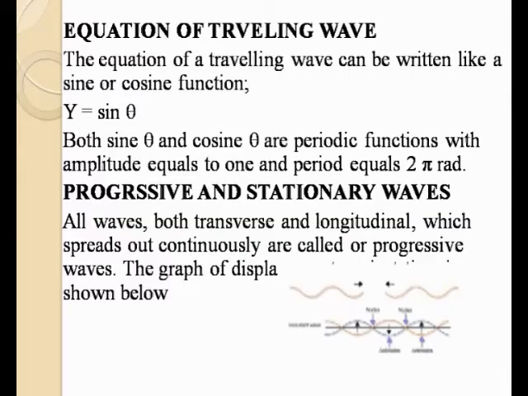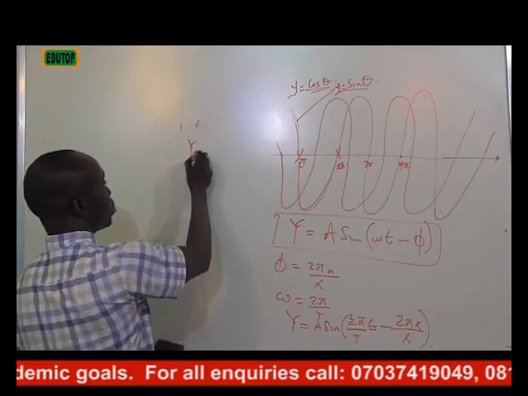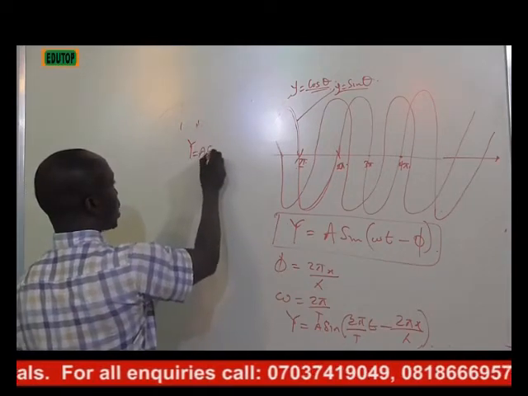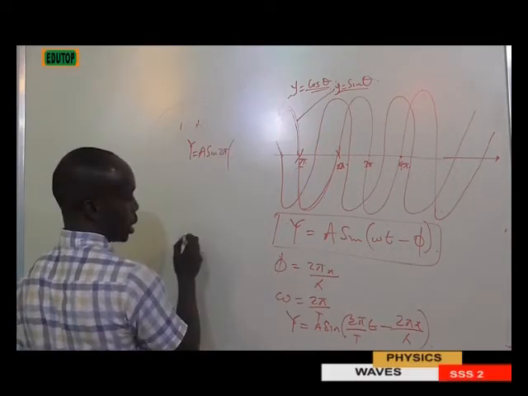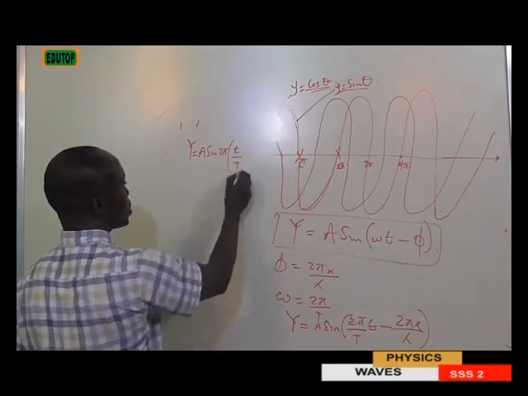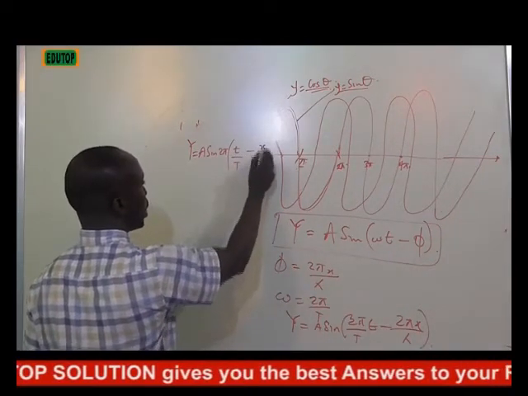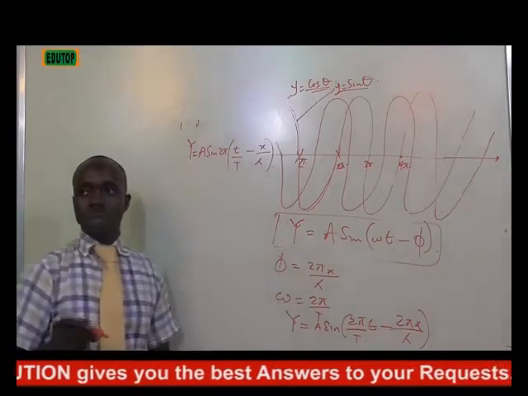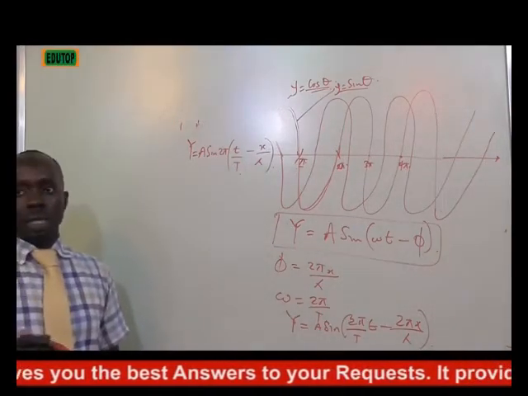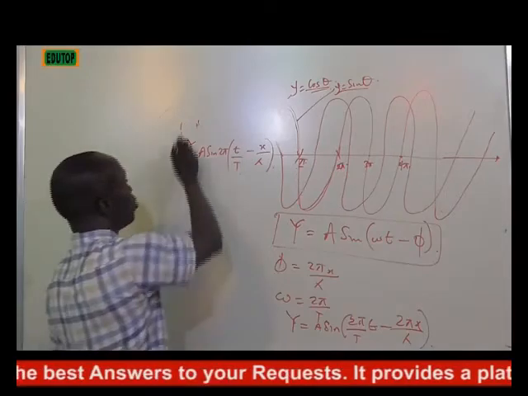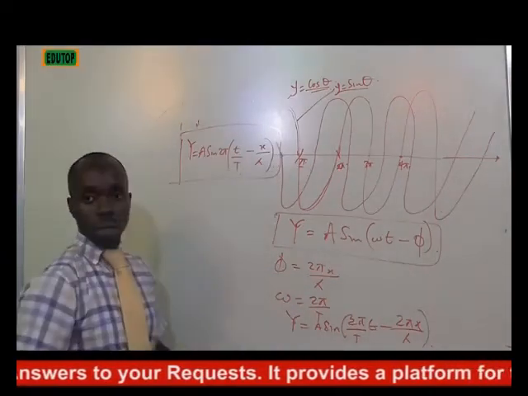Are we getting it? From there, we are getting another equation. You now collect like terms of your 2 pi. If you bring out your 2 pi, you'll have y equals A sine 2 pi into bracket, small t over capital T, minus x over lambda. This is another equation. So we'll stop here, and that will be the actual equation of a wave.